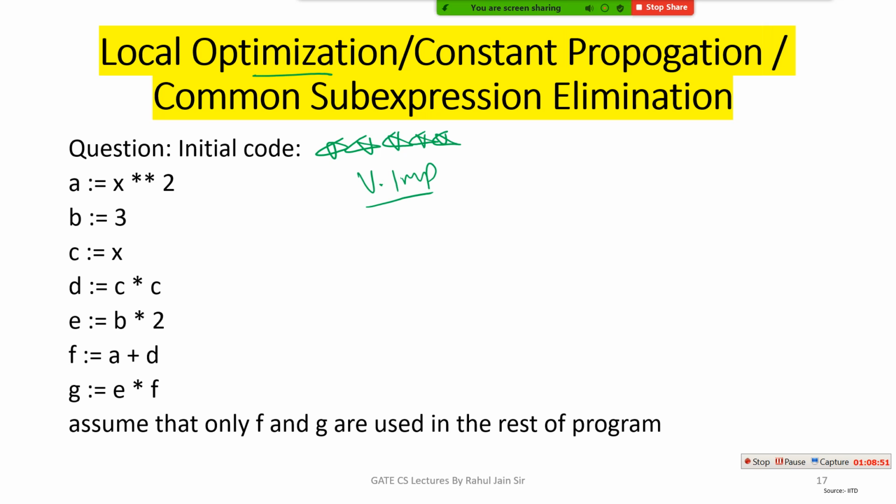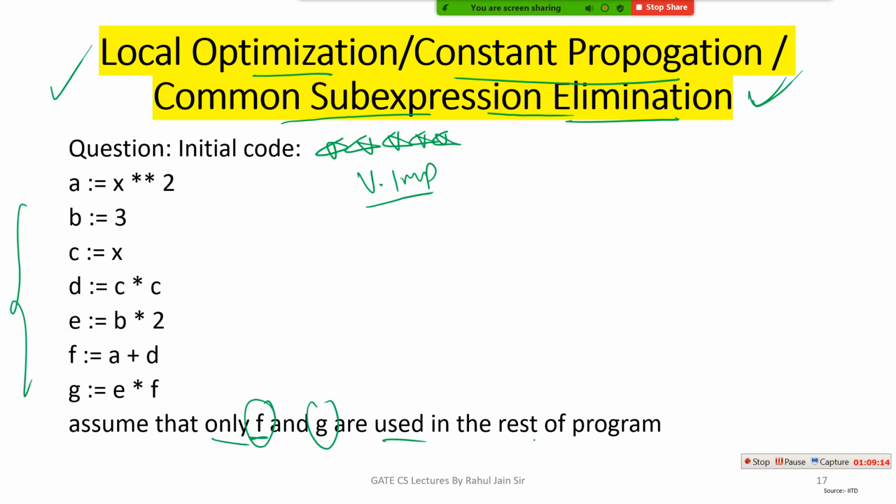From local optimization, constant propagation, common sub expression elimination, all these concepts will get clear to you with this single example. With this single example you will clear all these concepts: local optimization, constant propagation, and common sub expression elimination. You need to assume that only f and g are used in the rest of the program. With this hint in the program, you can answer the question.